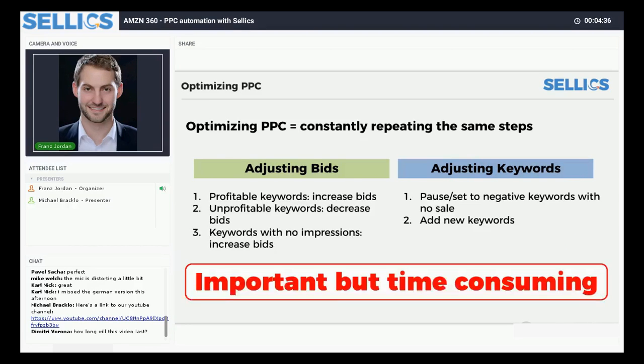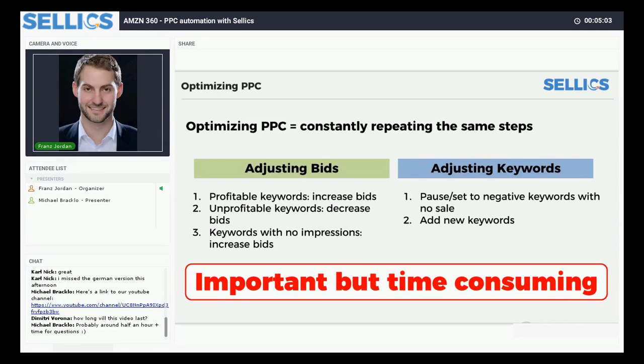Now the thing is that adjusting those bids and adjusting those keywords is really, really important, but it's also very time consuming. So it is important to constantly look at your bids because circumstances are changing. There might be more demand, seasonality, competitors joining the game or leaving the game. So it's really important to adjust your bids, and it's also important to keep an eye on your keywords. However, it's very time consuming.